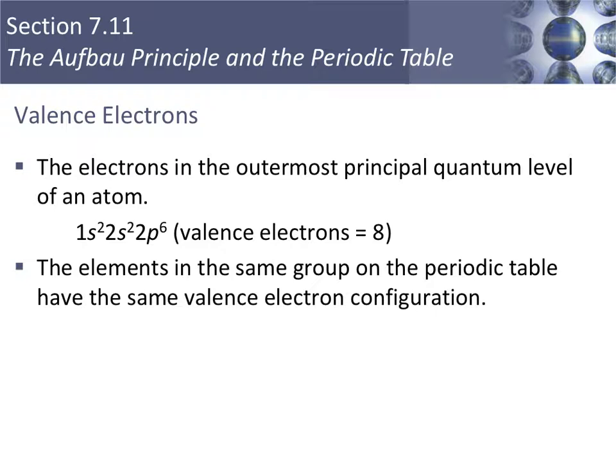I think it makes sense that when atoms bond to one another, it's going to be the outer electrons that are typically going to be involved in forming bonds. So we refer to those electrons, those outer electrons, as valence electrons. So they are the electrons that are in the same group, and they are the outer electrons.